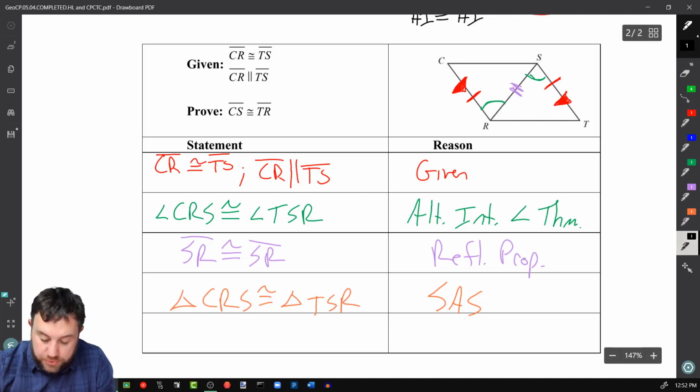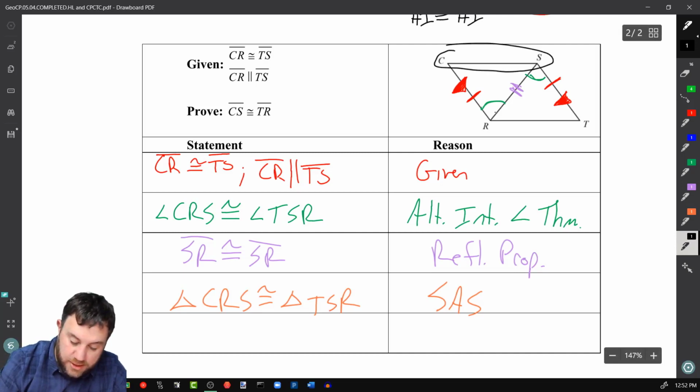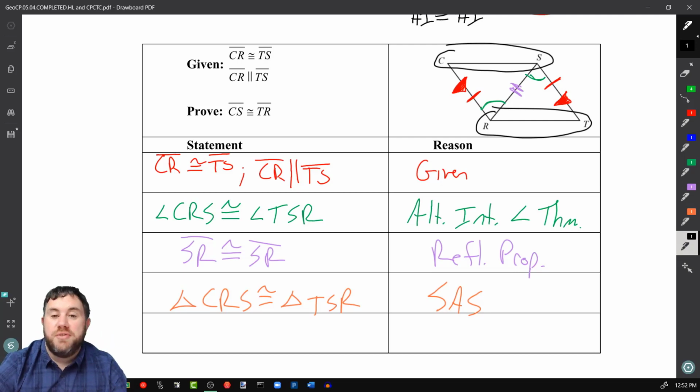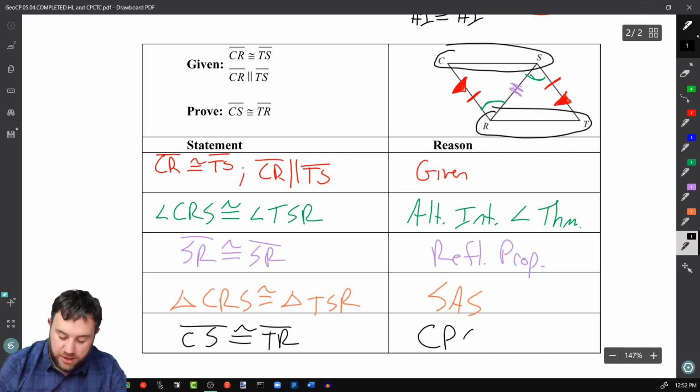What we want to prove is that CS and RT are congruent. But now that we've shown the triangles are congruent, we can easily take one more step and show that the pieces are congruent, and our reason is CPCTC.